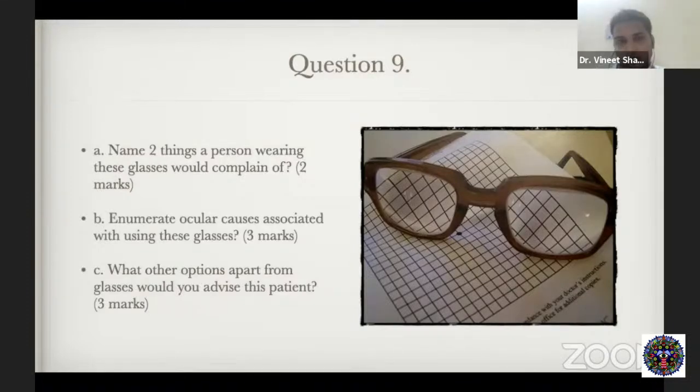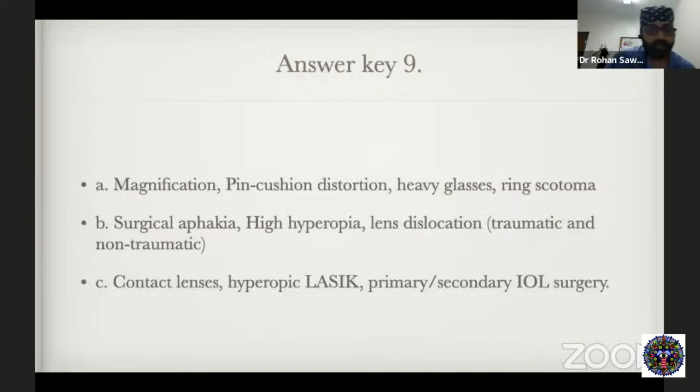If the patient has undergone surgery, a secondary IOL can be implanted. Good. Scleral fixated IOL. 3 marks. So mention 3 things you will do. You'll counsel this patient for secondary IOL surgery. Good. A better, simple, practical option apart from glasses, offer contact lenses to the patient if the patient is tolerating them. If the patient is a born high hypermetrope, you can also counsel the patient for a hyperopic LASIK. Can you not? So that also becomes an option. Okay, so that's the key to this question.